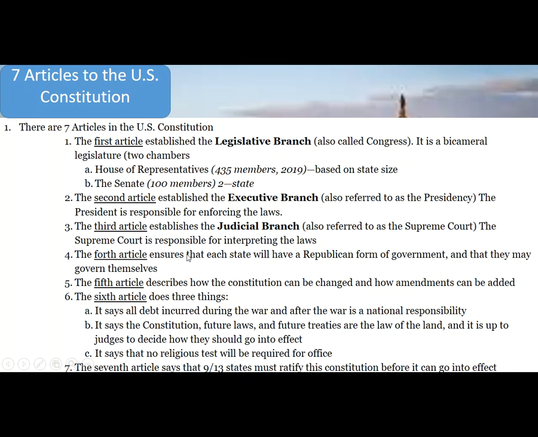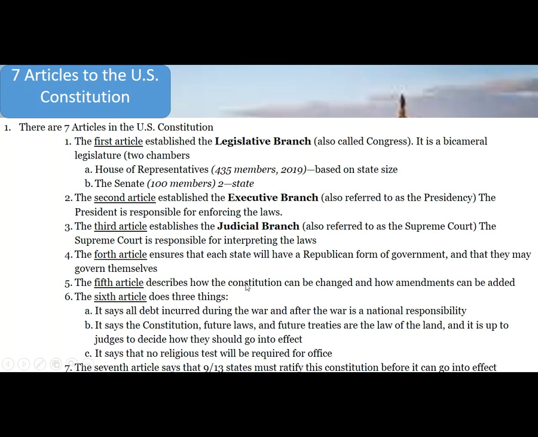The fourth article ensures that each state will have a republican form of government and that they may govern themselves. This is an example of federalism and shared sovereignty. States make laws for the states. The federal government makes laws for all of the states.